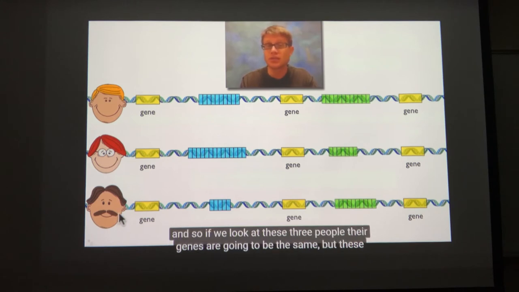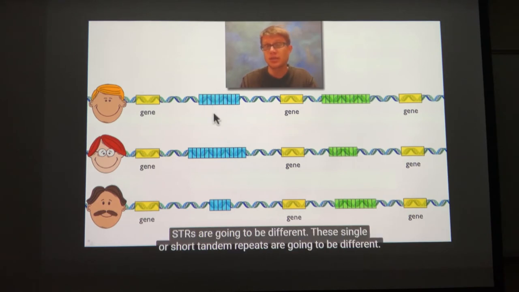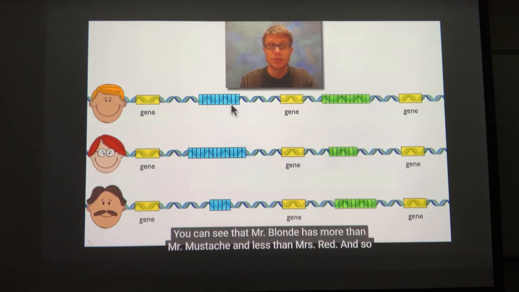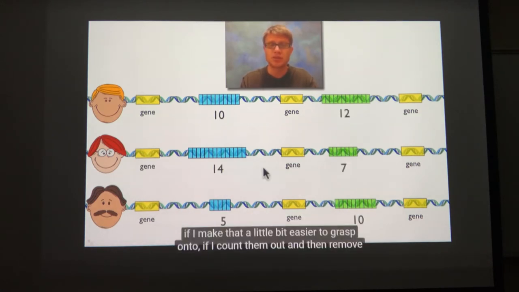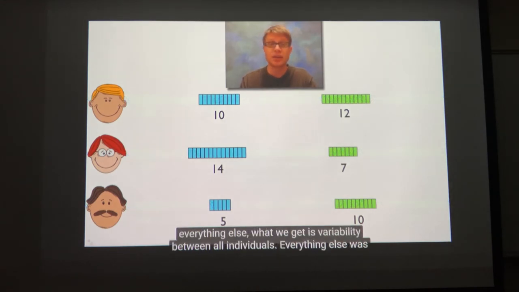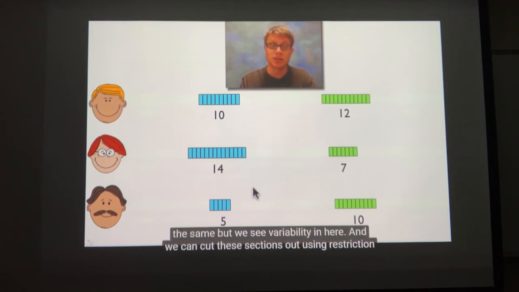Mustache. And so if we look at these three people, their genes are going to be the same, but these STRs, these short tandem repeats, are going to be different. You can see that Mr. Blonde has more than Mr. Mustache and less than Mrs. Red. And so if I make that a little bit easier to grasp onto, if I count them out and then remove everything else, what we get is variability between all individuals. Everything else was the same, but we see variability in here.